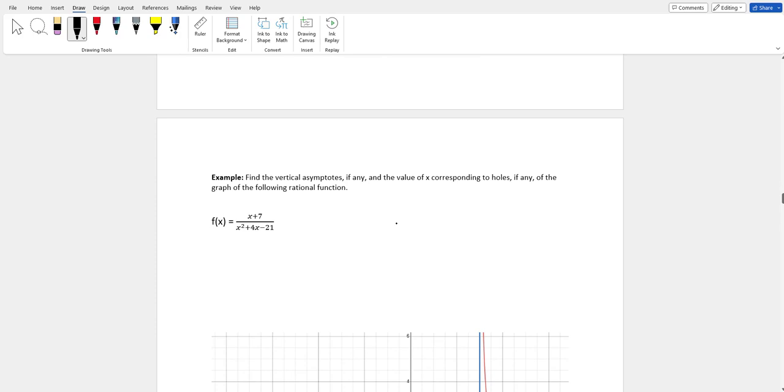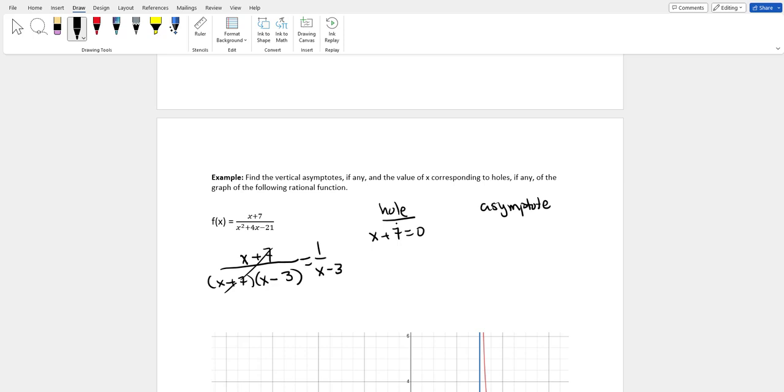Let's look at another one. We have f of x is equal to x plus 7 over x squared plus 4x minus 21. We can factor the denominator. We want to find two numbers that multiply to give me negative 21 and add to give me 4. We get x plus 7 and x minus 3. Whatever cancels out is the hole. Whatever we have left over is the asymptote. So x plus 7 cancels out. That's going to be my hole. When I cancel those out, I'm left with 1 over x minus 3. X minus 3 will be the asymptote.